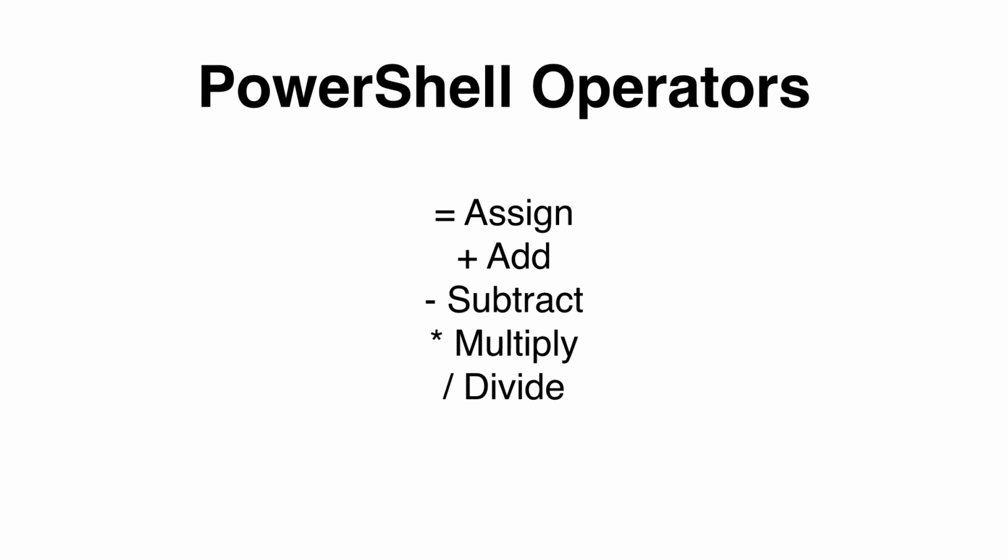The PowerShell operators that we are going to use are the equal sign. This is used to assign the variable. The plus is used to add something to the variable. The minus is either to subtract or to remove something from the variable. And the star is to multiply. Of course, very useful if you're using integers. And the same with the slash that you'll use to divide something with the variable.